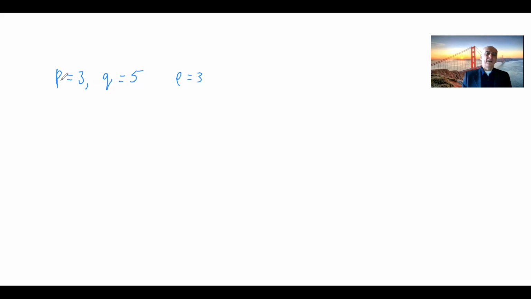Mhm. So now, Alice gave the public key to Bob. The public keys are N equals 15 and E equals 3. And for example, Bob wants to encrypt message M equals 7. Please, now let's try to encrypt this message.